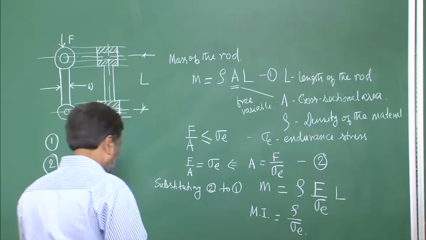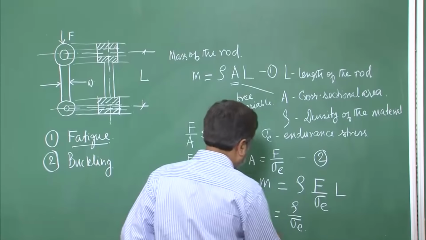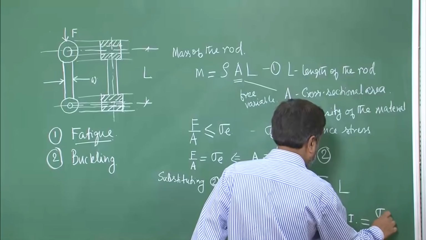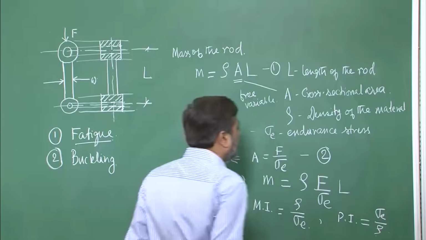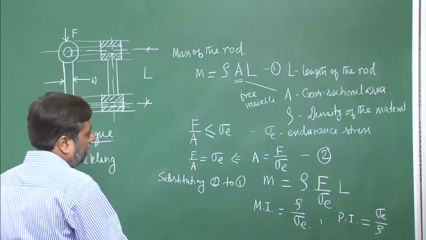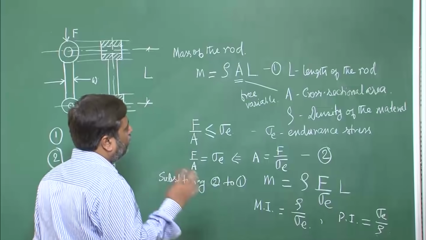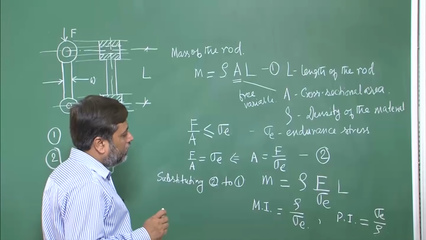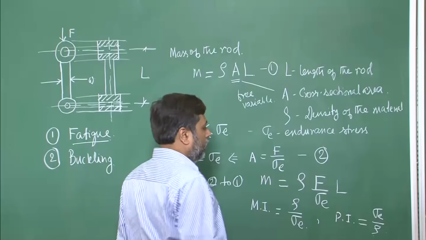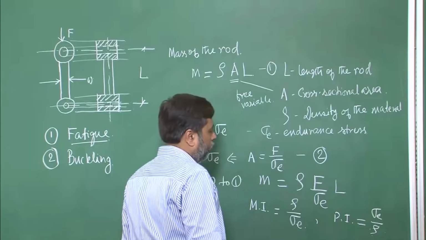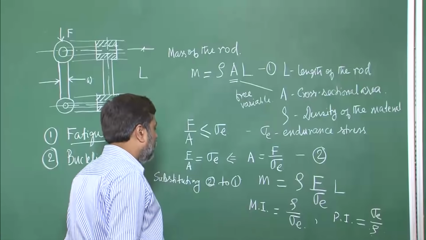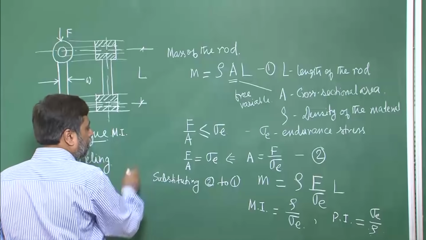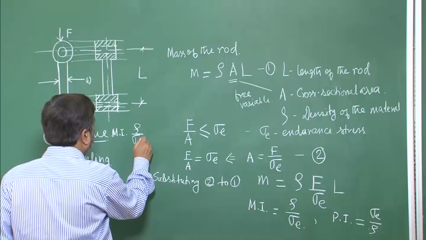You can also keep the performance index, which is the reverse of that, that is sigma E over rho. In other words, from the fatigue point of view, if you want to choose a particular material, then your sigma E should be as high as possible and density should be as low as possible. That is what should be your choice. So, I can write the Mi here, which we have just found, that is rho over sigma E.